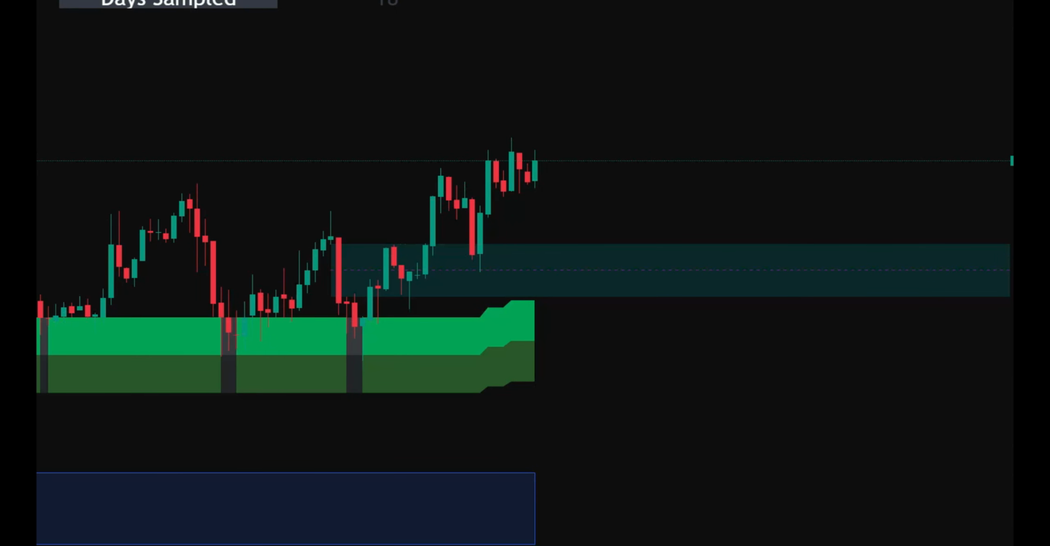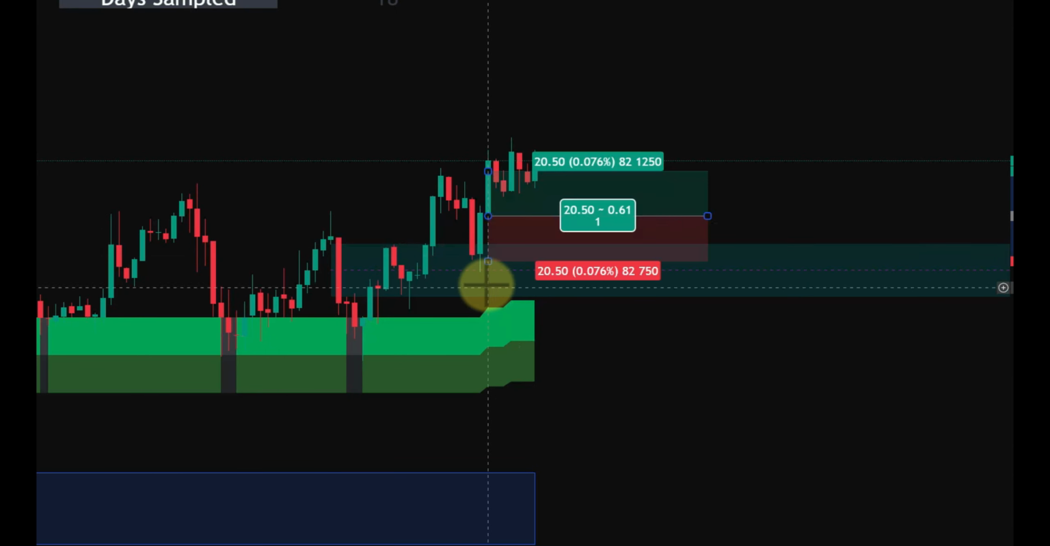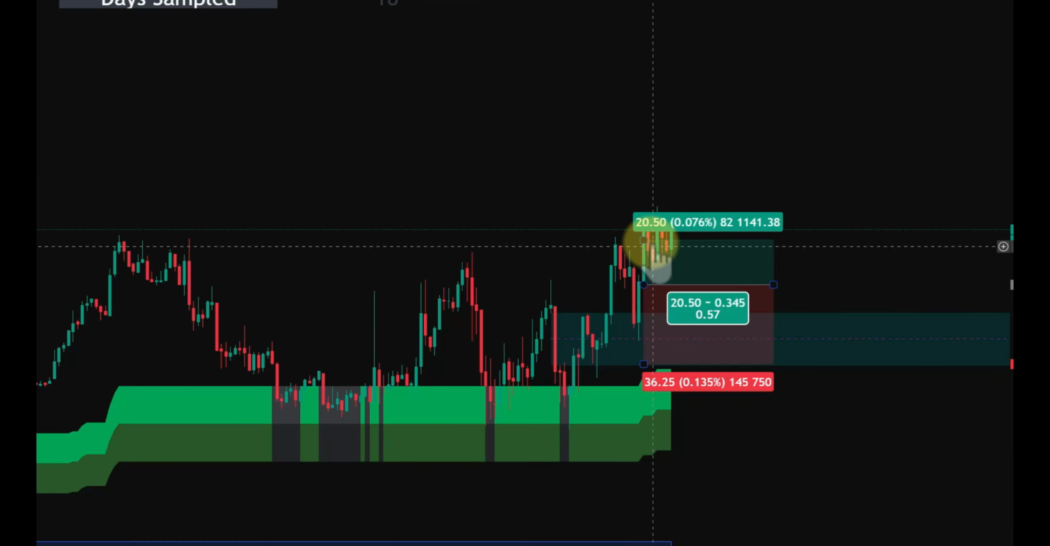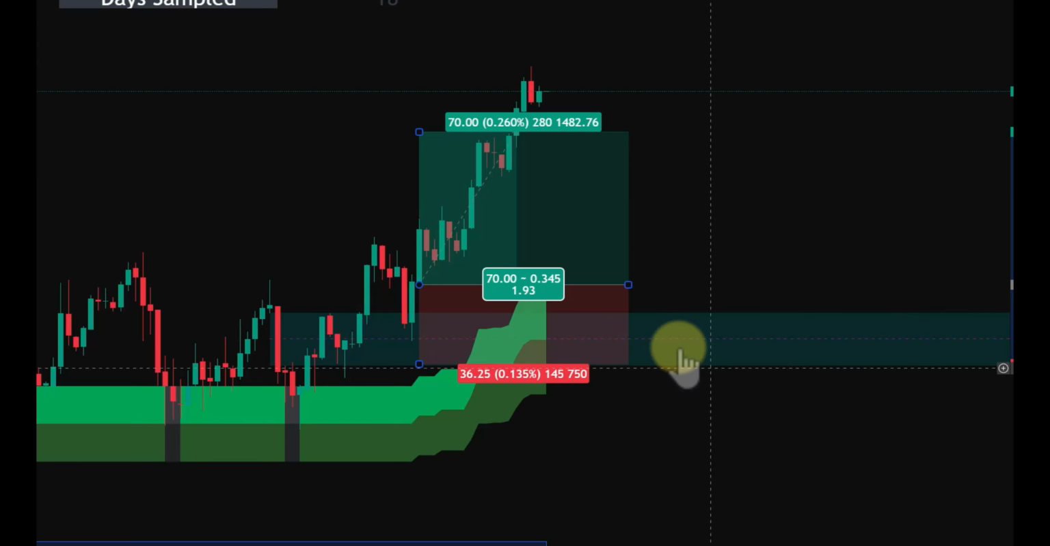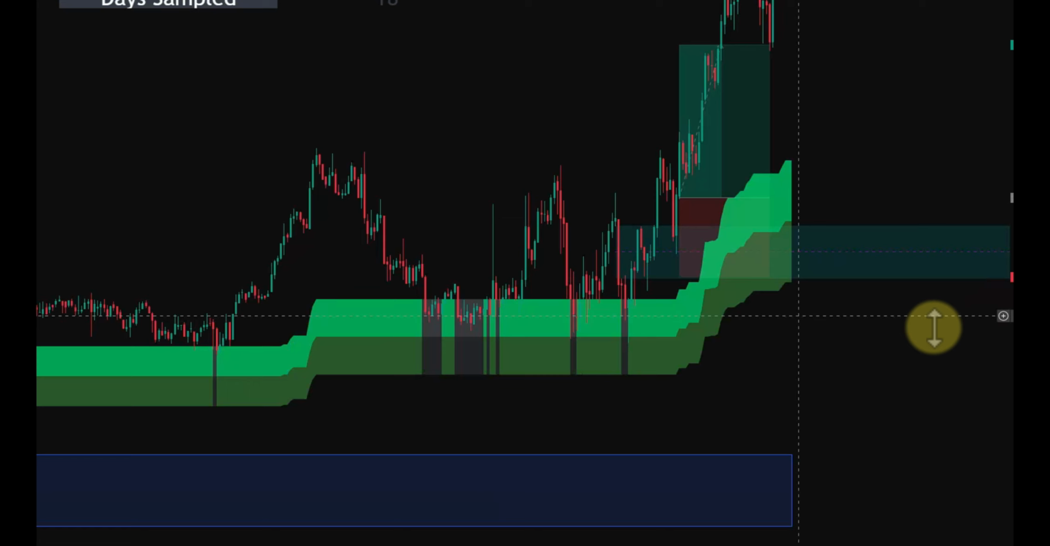I would actually use this as a second entry, right? And then our stop loss could go down here, and then we could target our 2-to-1s or however we're going to target these things. And there you go. So I just want to throw that out there.